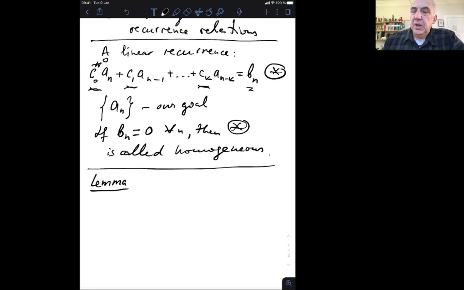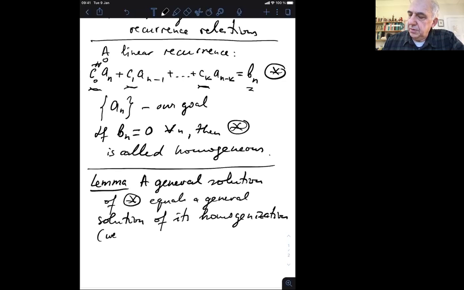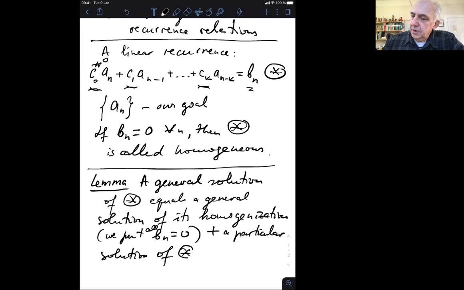Now we had the following statement, which is again parallel: a general solution of star, the non-homogeneous system, equals a general solution of its homogenization, in other words, we put b_n equal to 0 for all n, so we look at the homogenized equation, removing the right-hand side, plus a particular solution of star.